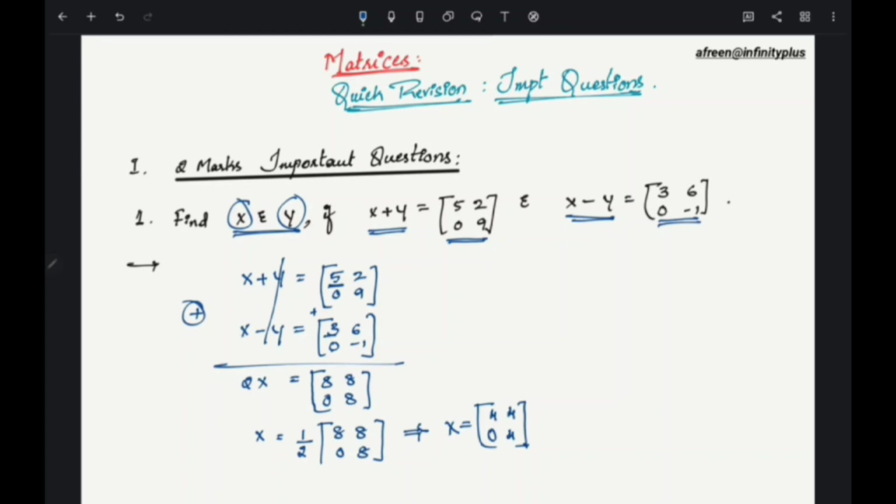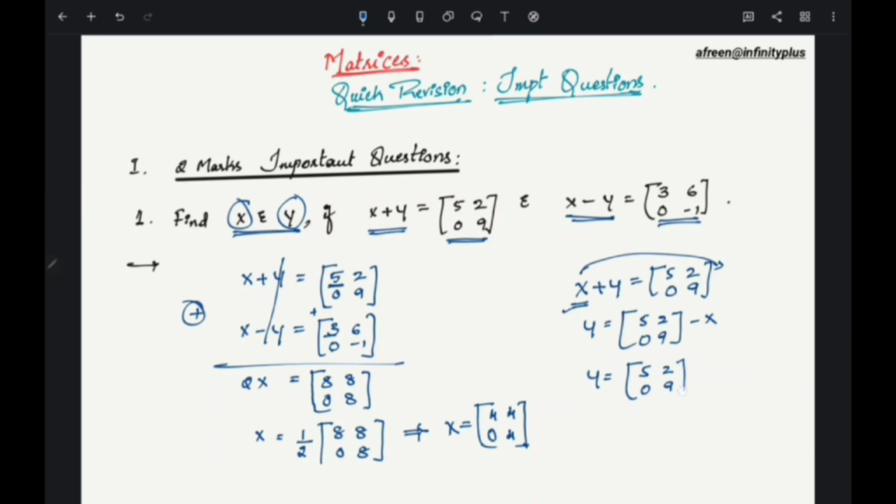Now write any one of the equations as it is. I am taking x plus y is equal to the matrix 5 2 0 9. You people have already got the value of x. Now substitute x and then subtract. What will you get? y is equal to the matrix 5 2 0 9, and sending this x to that side, we get minus x.